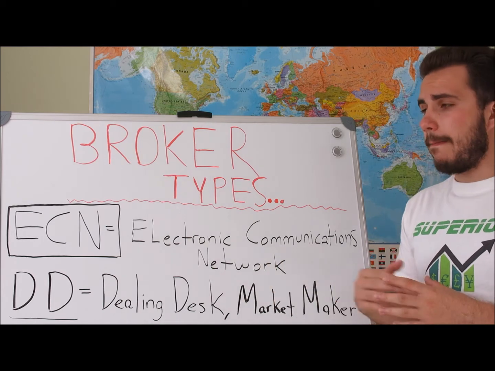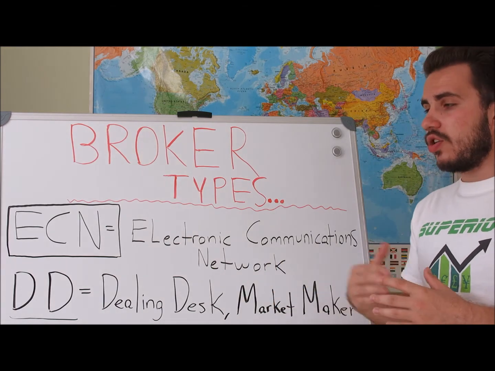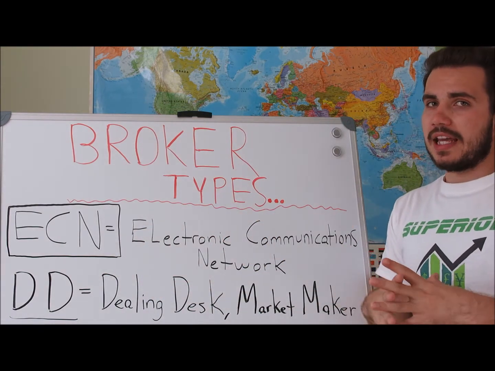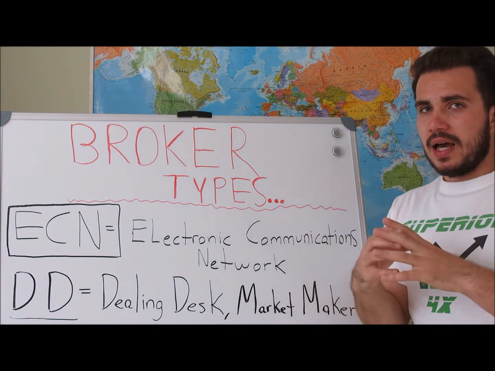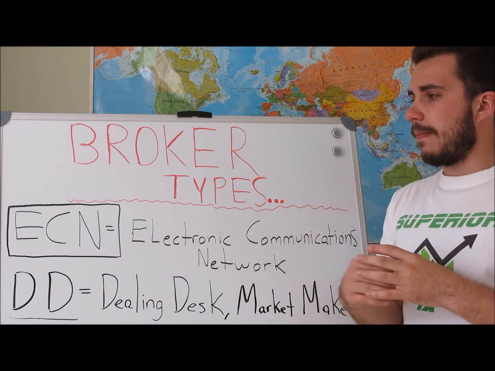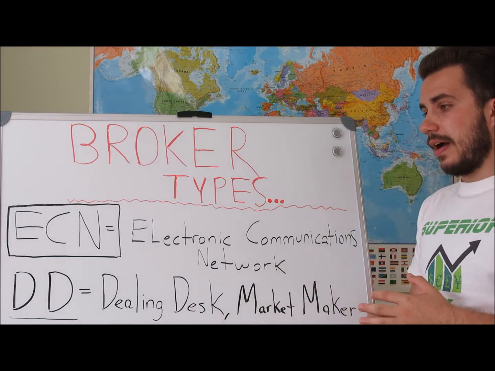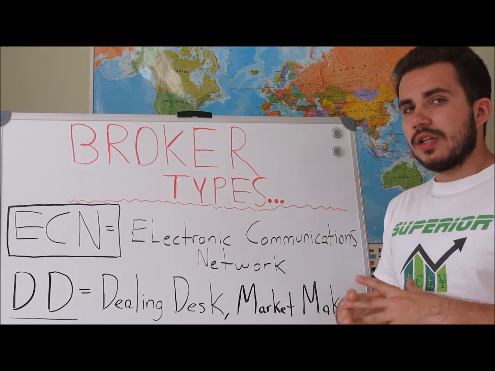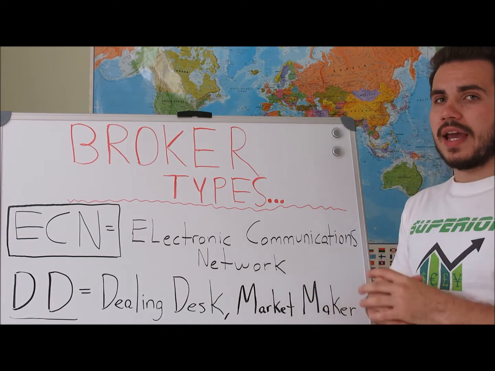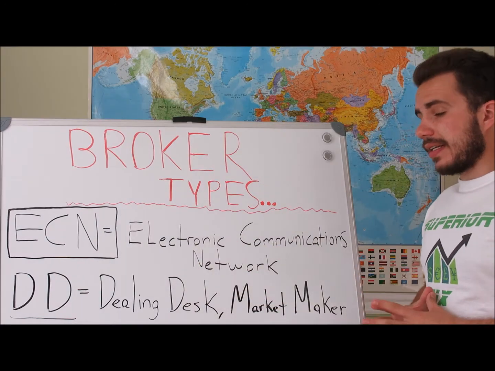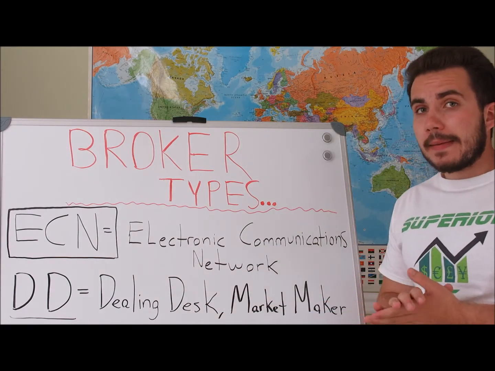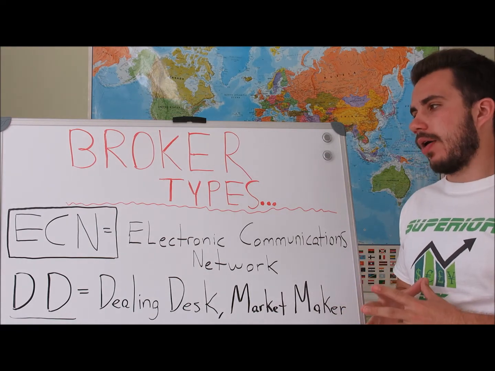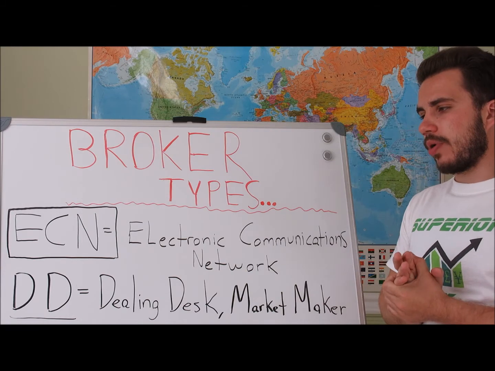He's essentially making money off your loss, unlike the ECN broker where he's making money just off the spread. It's just a few dollars. But the dealing desk broker has a bigger profitable business model because he will essentially make all the money when you take a loss. So being a dealing desk broker, also known as market maker, is definitely a bigger and profitable business model if you compare it to an ECN broker.